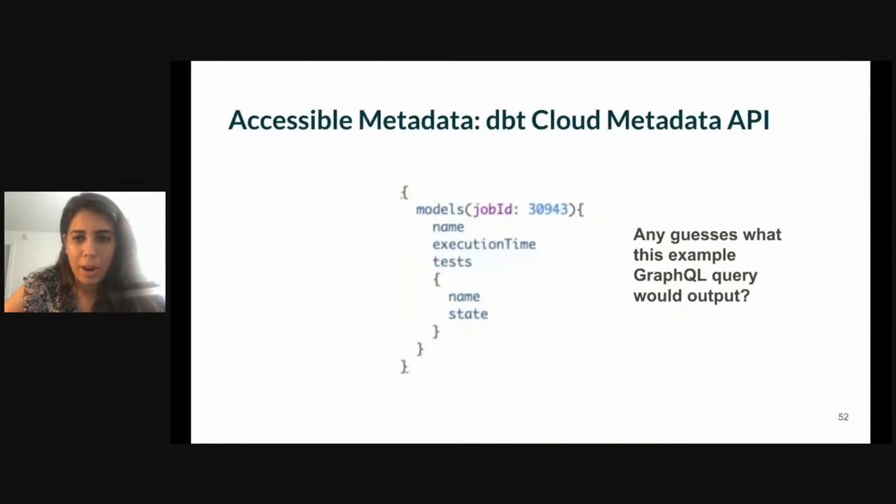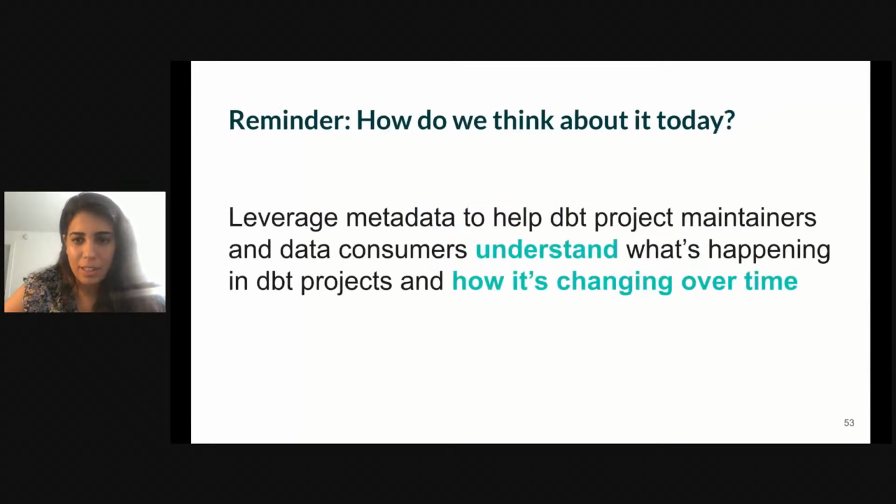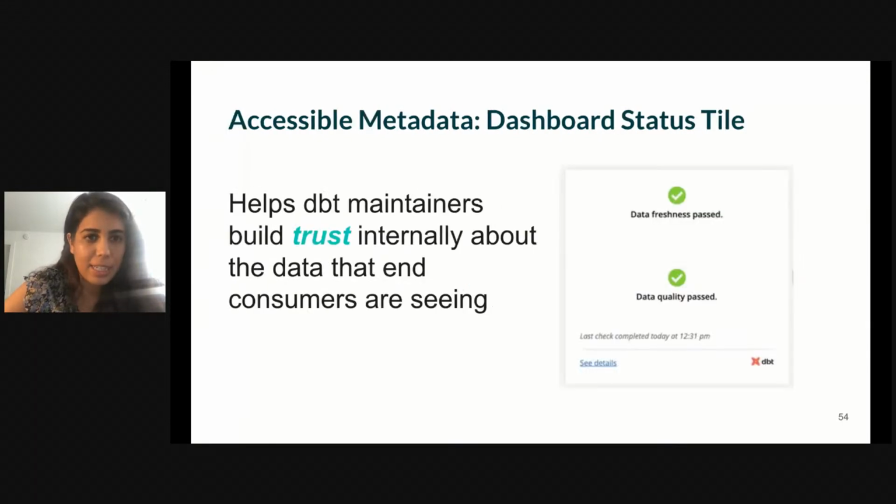So let's go back and remember how we think about metadata today. We said that we want to leverage this metadata to help dbt project maintainers and sometimes data consumers understand what's going on in our projects. And so the API helps us do that. The very first use case that we built as dbt Labs on top of this API is a dashboard status tile. We've talked about this concept before, but we've made improvements, and now as of this Monday, it's available for anyone with access to the API to use.